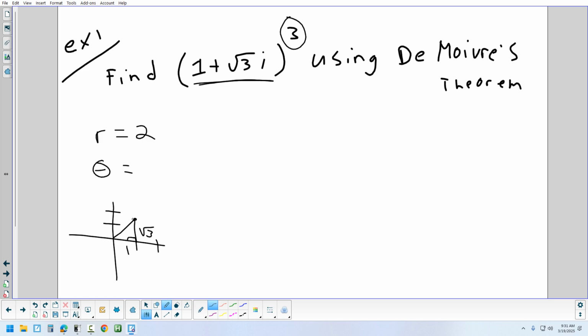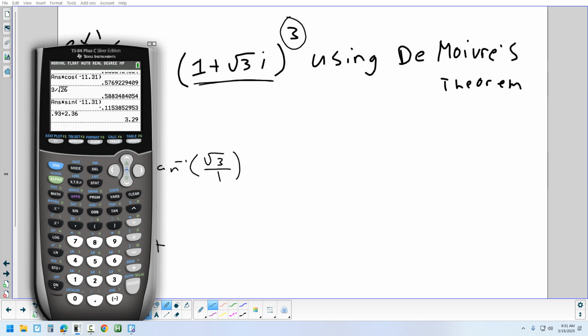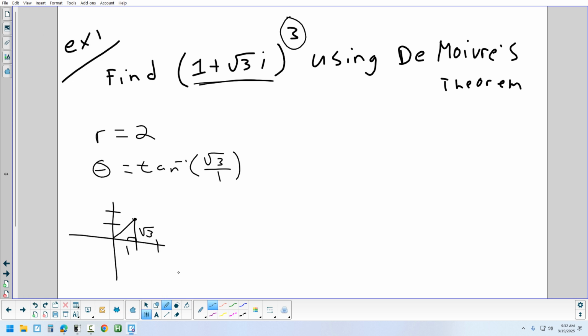And I'm in quadrant 1. What's my angle? What's my formula for the angle in quadrant 1? Yep. Inverse tangent of y over x. So it's just the inverse tangent of root 3. Okay, so inverse tangent of root 3 gives me 60 degrees. All right. So now I've got a nice radius and angle to work with.